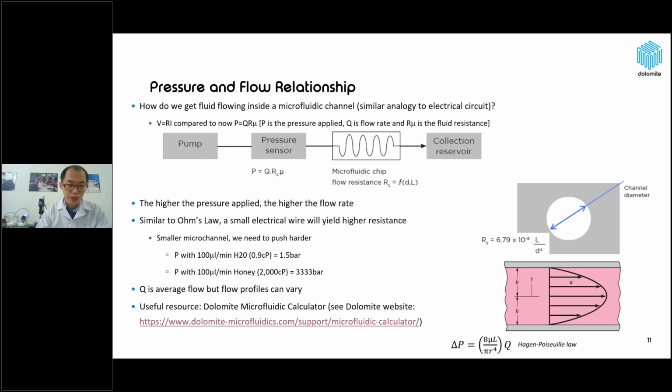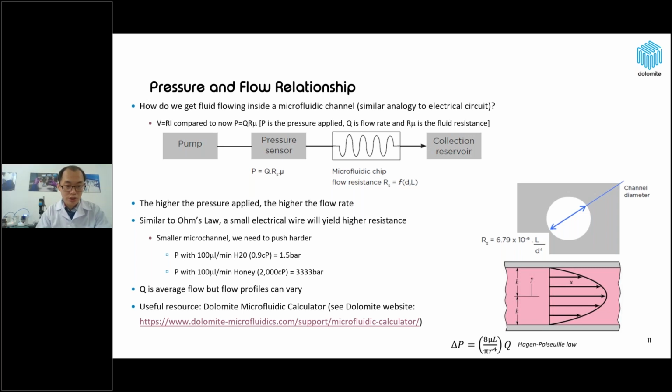Q is the average flow, but flow profiles can vary, so Q can be different at different points in the channels. In a circular tube, this is what the actual flow profile would look like, as you can see in the diagram on the right. If you have a different tube shape, then the flow profile will be different.